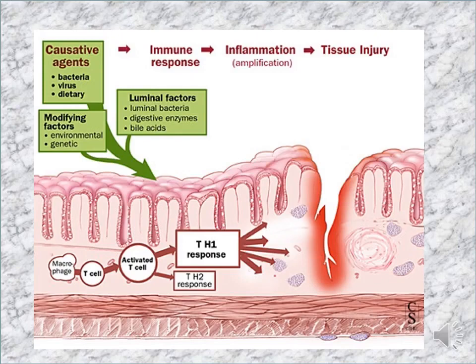The etiological factors are causative agents like bacteria, virus, and diet, and modifying factors like environmental and genetic factors that lead to luminal factors like luminal bacteria, digestive enzymes, and bile acids, which lead to immune reaction, and immune response leads to inflammation and tissue injury, which we can see in this figure.